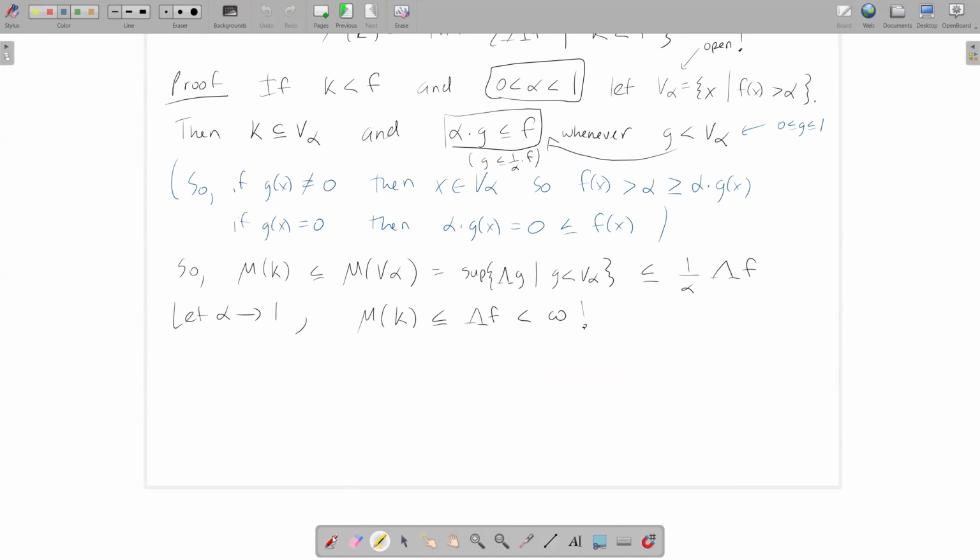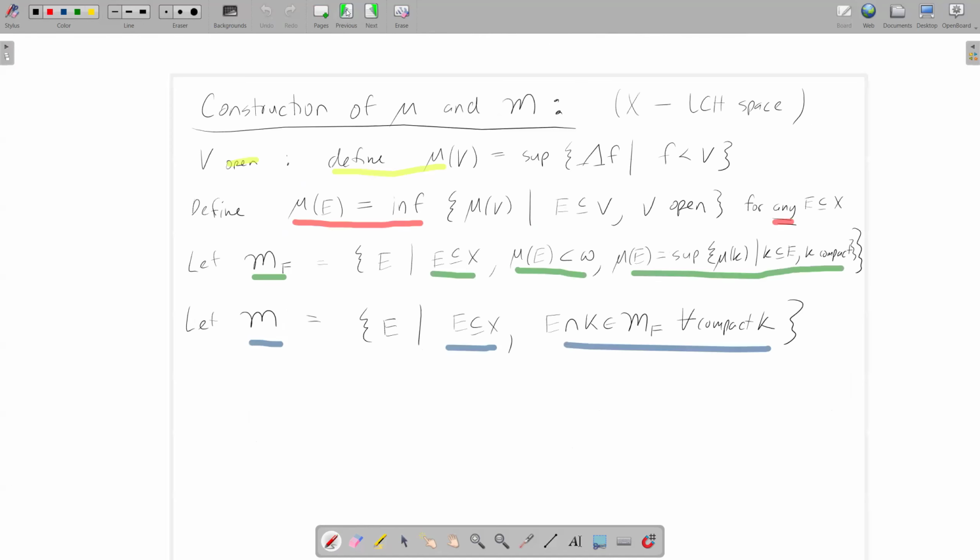Okay, so now we have this. So we know the measure of K is finite, and let's go back to what the definition of MF is. We know this clearly holds, right? If E is compact, by the monotonicity of the measure, K itself will serve as the least upper bound, the supremum. If you start out with a compact set, then that compact set will approximate the measure as well as possible.